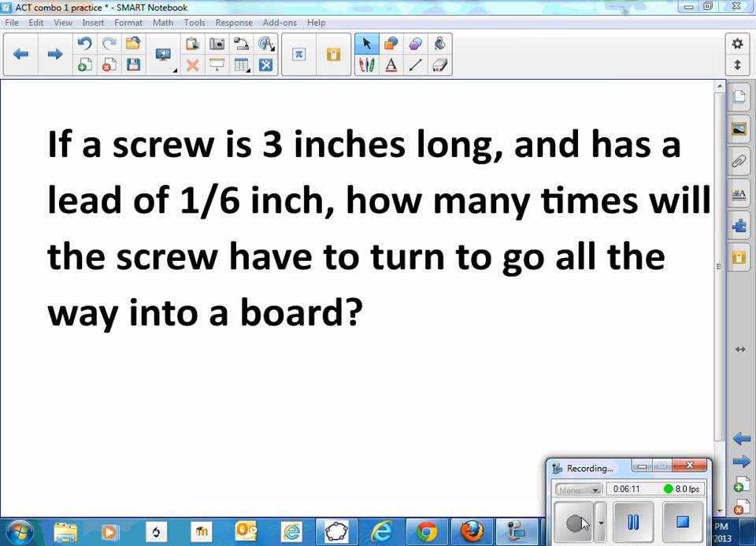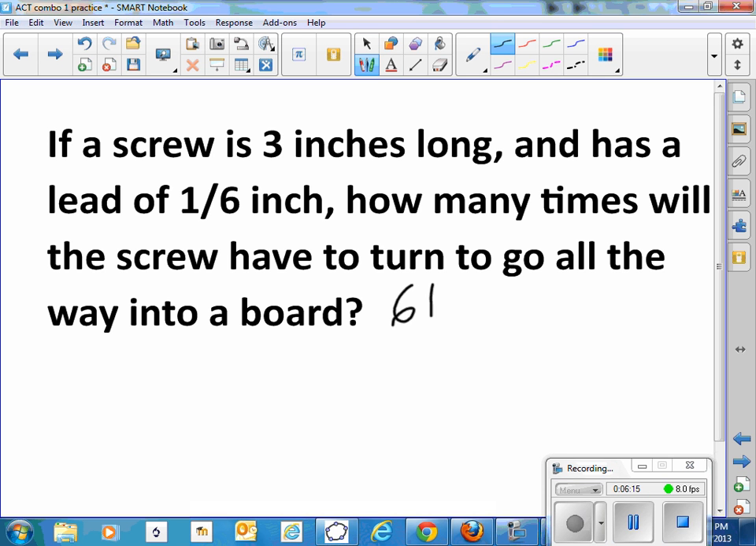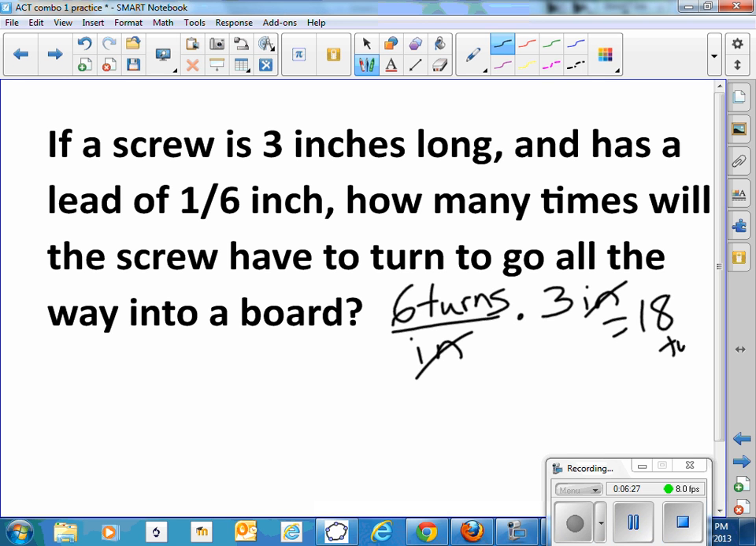But I'm going 3 inches, so every inch is 6 turns, and I'm going 3 inches. 6 times 3 is 18. So 18 turns, and that screw will go all the way in the board.